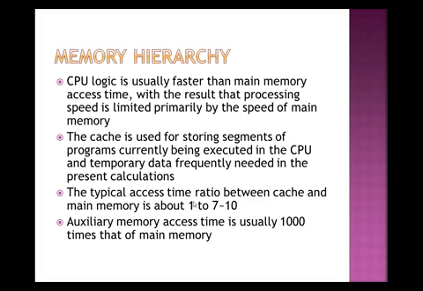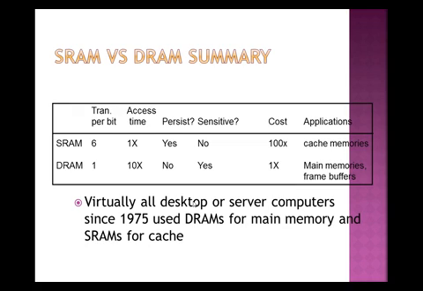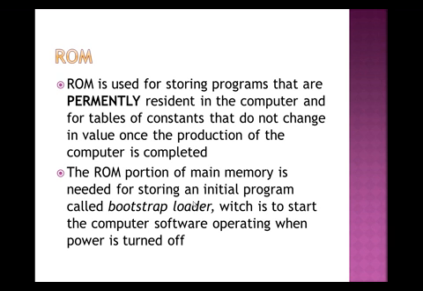So this slide shows the cache memory representation. Main memory is also divided into two parts: one is RAM, one is ROM. RAM is random access memory, ROM is read-only memory. RAM is again divided into two parts: one is static RAM, one is dynamic RAM. There is a difference. Static RAM is faster, but it is more expensive as compared to dynamic RAM. This is the differentiation between static RAM and dynamic RAM.